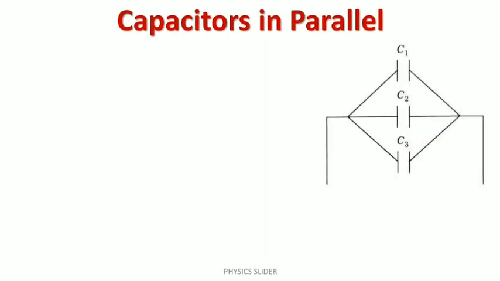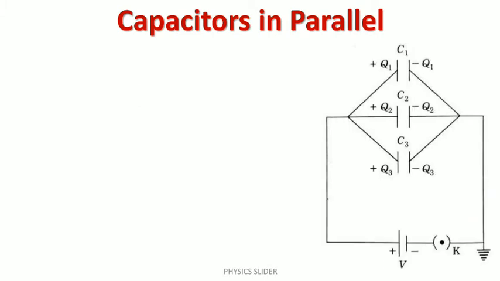Watch here. In parallel connections, one plate of every capacitor is connected to one terminal, and another plate of each capacitor is connected to another terminal, and between them the power source is applied like this. The potential difference V is applied, the key is closed, and there are charges produced like this: plus Q1 minus Q1, plus Q2 minus Q2, and plus Q3 and minus Q3.